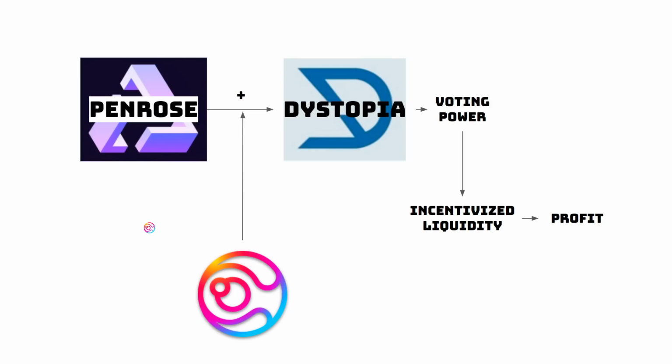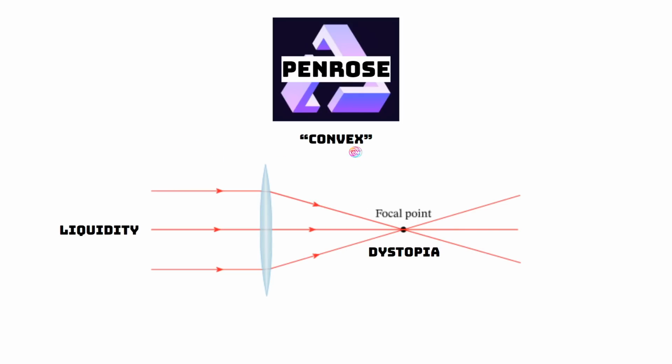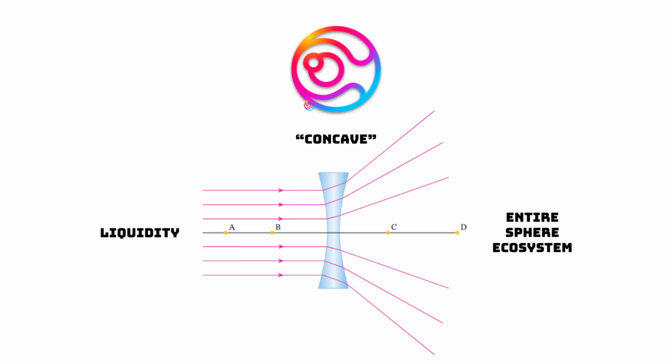Penrose will then make it easier for users and protocols to control Dystopia's emissions. So just like how Convex allows users a more efficient and profitable way of using Curve, Penrose allows users a more efficient and profitable way of using Dystopia for targeted, incentivized liquidity. Sphere, of course, will have voting power within Penrose, allowing Sphere the ability to incentivize liquidity within the entire Sphere ecosystem, as though a Convex.